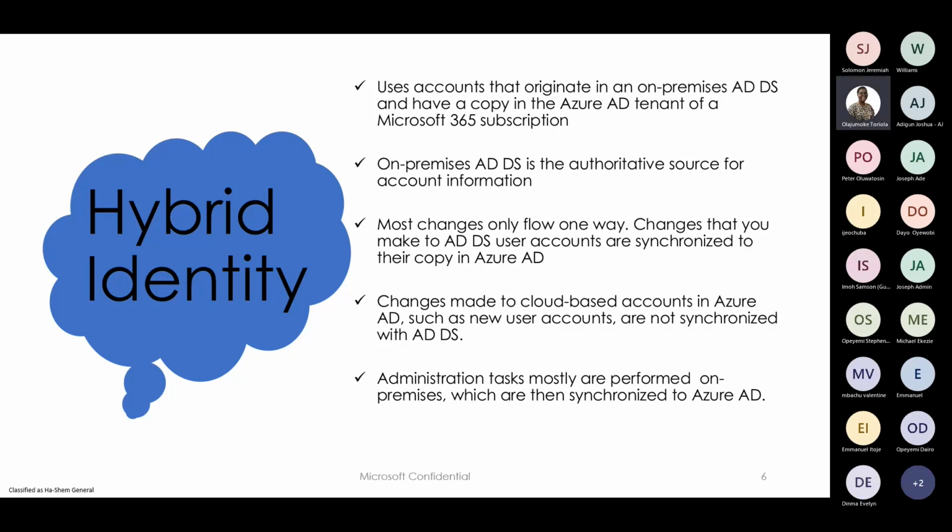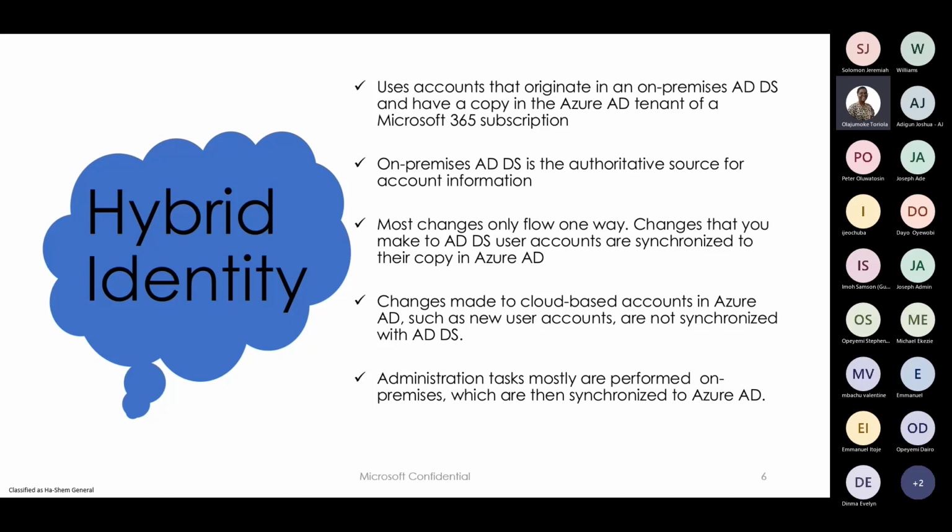So when you talk about hybrid identity, you're talking about user accounts that originate, like I said, in on-premise Active Directory, and then they still have a copy in Azure AD. Most times in this case, on-premise Active Directory Domain Services is the authoritative source of account information, because your information is already on your on-premise AD. You are only syncing it over to the cloud.